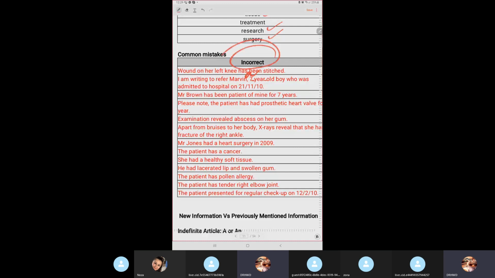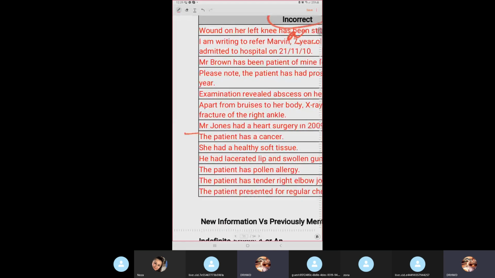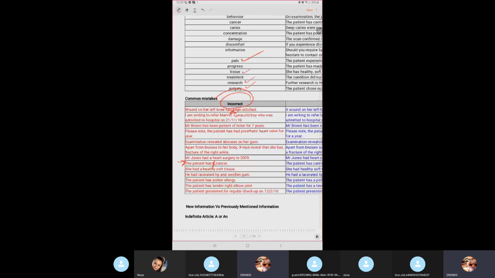Let's do one more and then we'll move forward. So this one's for you, Dr. Pavi. The patient has a cancer. How would you correct this? The patient has cancer. Right? No. All right, this is great. You guys are doing good.